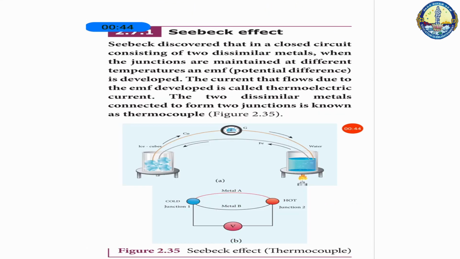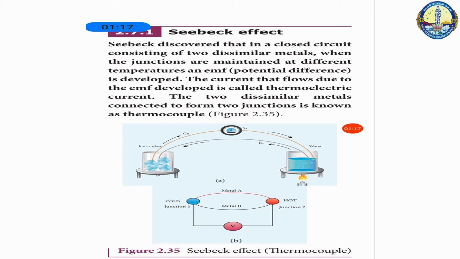Seebeck effect. Seebeck discovered that in a closed circuit consisting of two dissimilar metals, when the junctions are maintained at different temperatures, an EMF, that is a potential difference, is developed. At the thermocouple, if one junction is cold and another is warm, a potential difference is developed. The current that flows due to the EMF developed is called thermoelectric current.